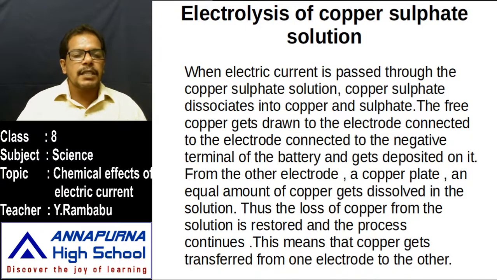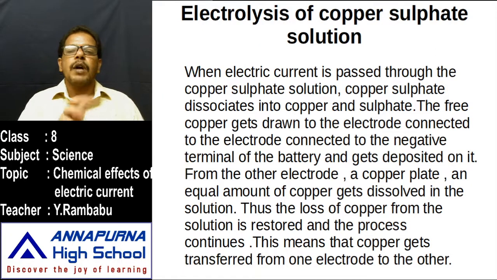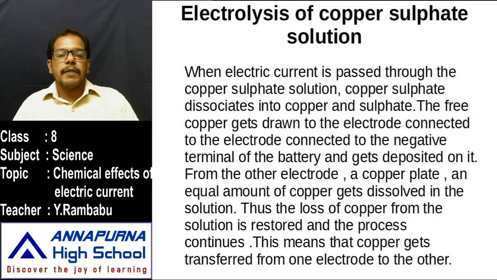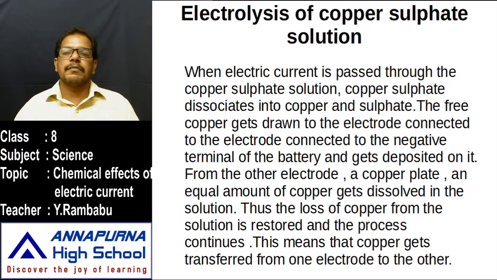In the beaker, what is taken? Aqueous solution of copper sulfate, which is blue in color, is taken, and a circuit is made like this. That means simply a battery, two copper wires and two copper plates. To the positive terminal of the battery, what is connected? A copper wire is connected, and to the other end of that copper wire, a copper plate or copper rod is connected. And to the negative terminal of the battery, another connecting wire is connected. The free end of that other connecting wire is connected to another copper plate or copper rod.